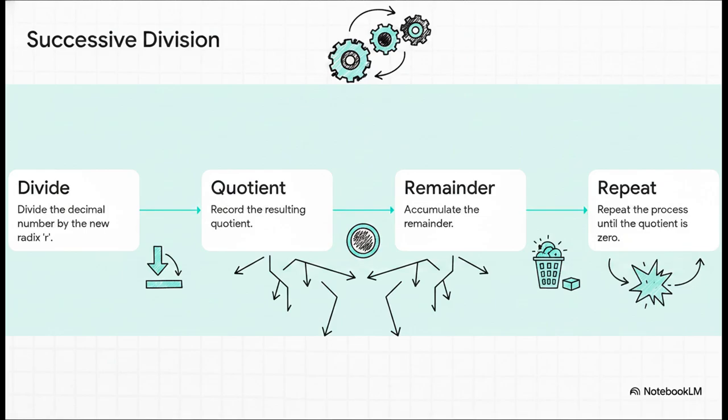Think about it. If expanding a number with multiplication took us to decimal, it makes perfect mathematical sense that dividing a number takes us away from decimal. It's the exact mirror image of that universal key. We just take our decimal number, divide it by our new target radix, record the quotient, save the remainder, and just repeat that process over and over until the quotient hits 0.